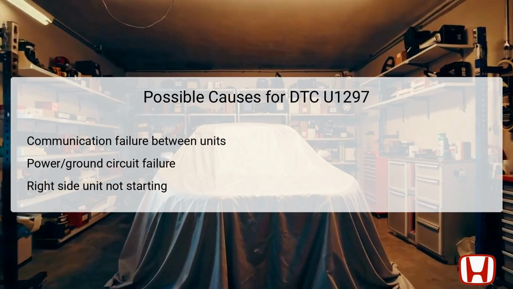Secondly, a failure in the power or ground circuit related to the right side BSI radar unit can inhibit its operation, causing it not to provide signals to the left side unit. Lastly, if the right side BSI radar unit does not start normally, it can trigger this code as the left side would not receive the expected signals. These causes highlight the importance of checking the integrity of connections and circuits before proceeding with further diagnoses.